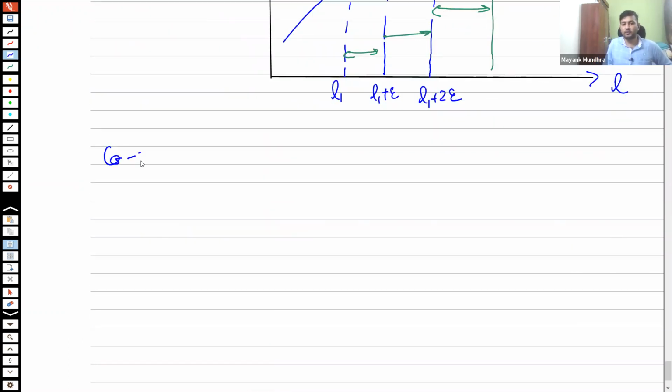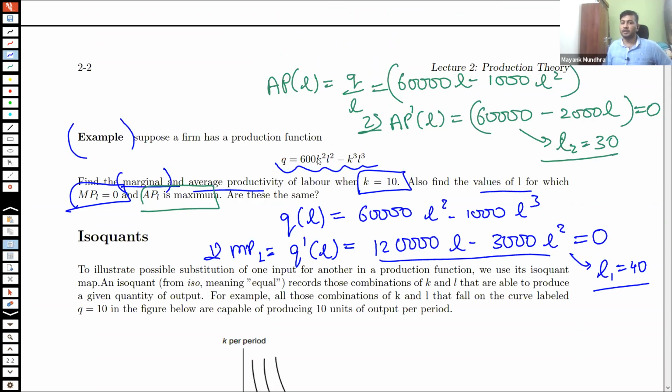Right? So the idea for a cooperative is always to maximize average productivity of labor. So if this firm were a cooperative, it would have chosen to have 30 employees in its roster.